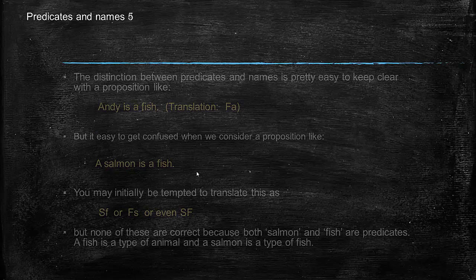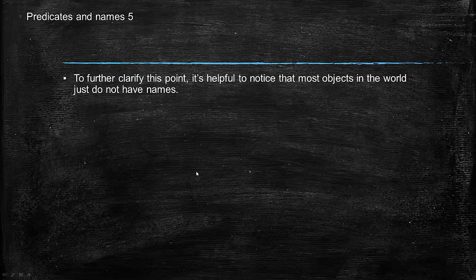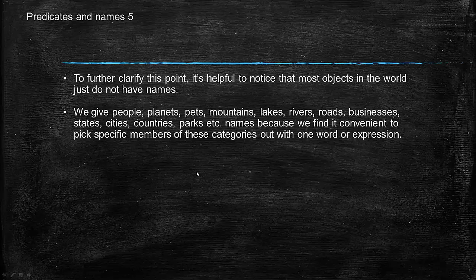Okay, so to further clarify this point, it's also helpful to notice that most objects in the world just do not have names, right? We give people, planets, pets, mountains, lakes, rivers, roads, businesses, states, cities, countries, parks, etc., names because we find it convenient to pick specific members of these categories out with just one word or expression.